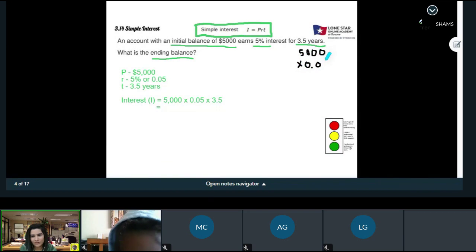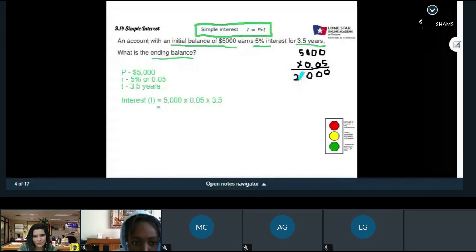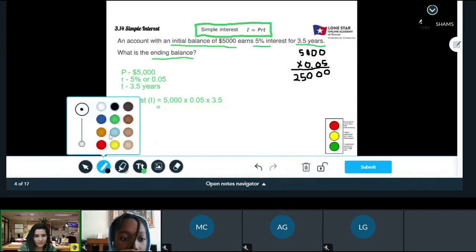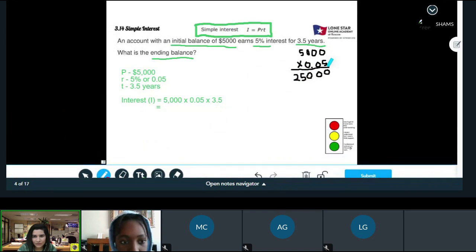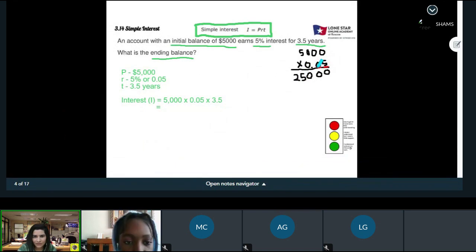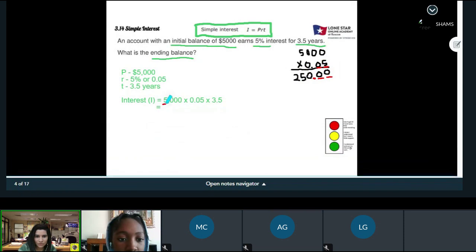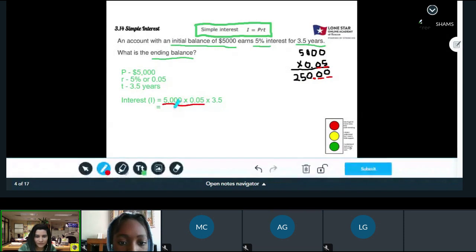I will multiply by 5. So 5 times 0 is 0. 5 times another 0 is 0. 5 times the third 0 is 0. 5 times 5 is 25. And where will the decimal go? The decimal is 2 places in the question. So exactly in the solution, 2 places. And I get 250. I multiplied these two and I got 250.